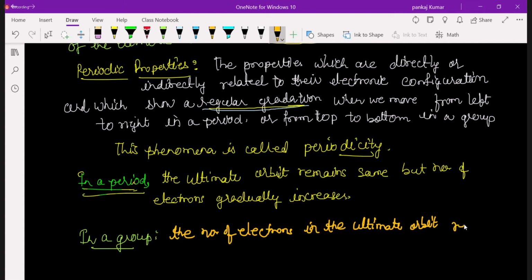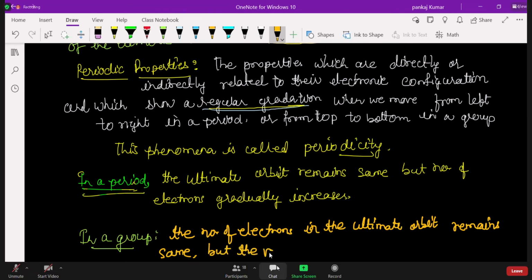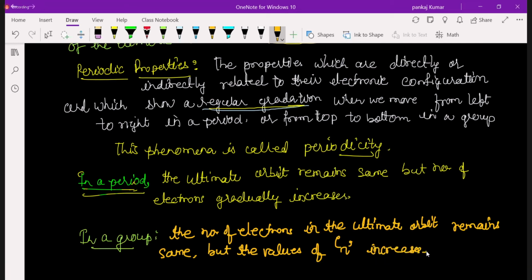That remains the same. The orbit remains the same, but the value of n increases. The value of n is the principal quantum number. This n increases. It's clear, right? Clear, sir. I think you have understood now.